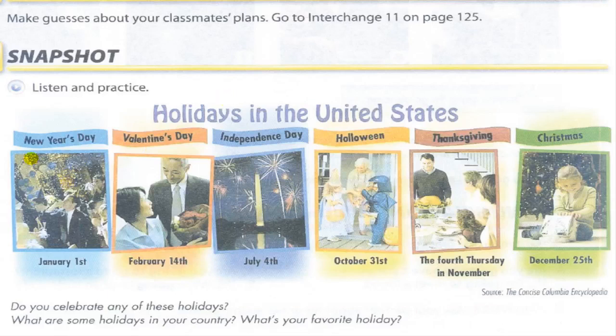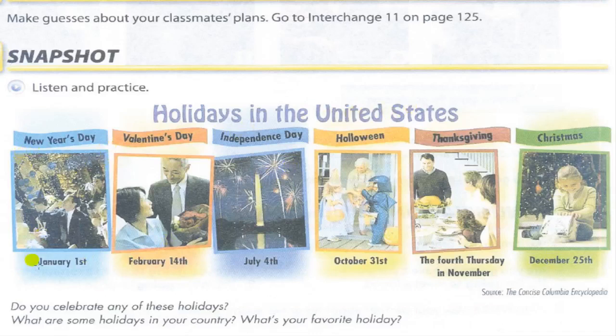Snapshot. Holidays in the United States. Listen and practice. New Year's Day, January 1st. Valentine's Day, February 14th. Independence Day, July 4th. Halloween, October 31st. Thanksgiving, the fourth Thursday in November. Christmas, December 25th.